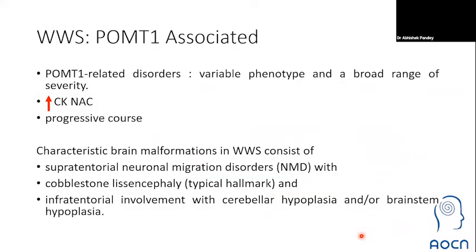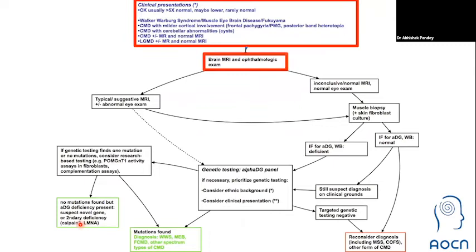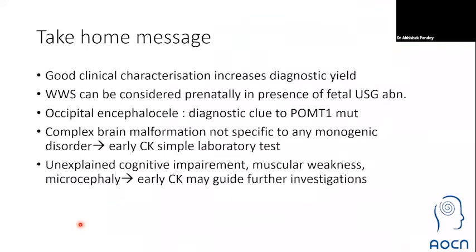So all these findings were present in our case, which pointed towards a probable POMT1-related mutation. And this is a large study in which 27 families were studied and all had this classical ophthalmologic involvement, these classical MRI findings, cobblestoning on the MRI, and encephalocele. So if we follow a patterned approach in a case of muscle disease involving the brain, then we will reach a particular diagnosis. So take-home messages are good clinical characteristics. Like in this case, we found that the muscle is involved, the brain is involved, the eyes have classical clinical findings.